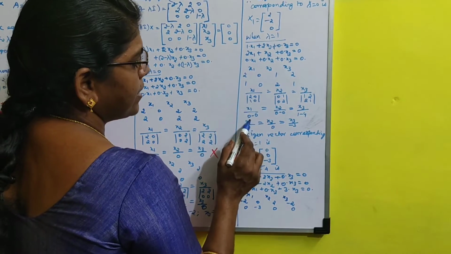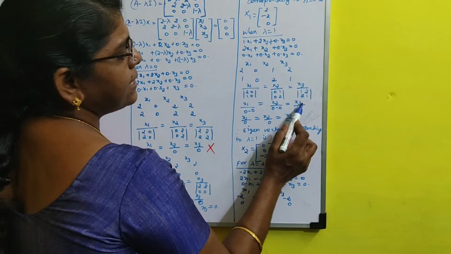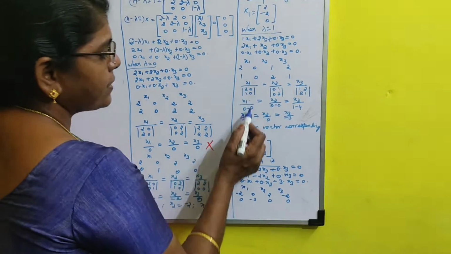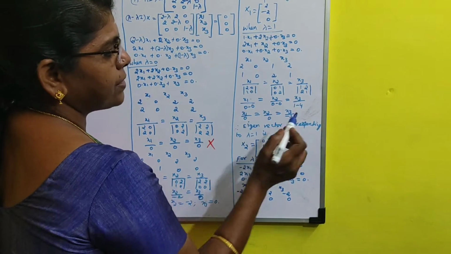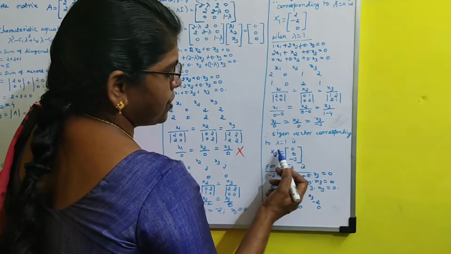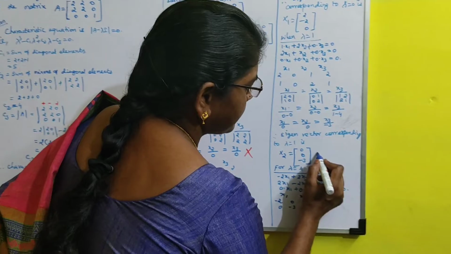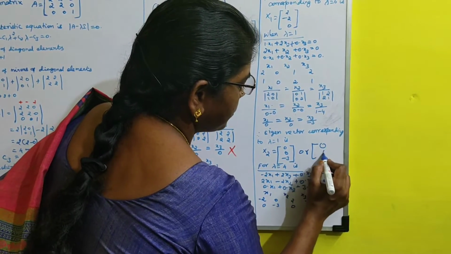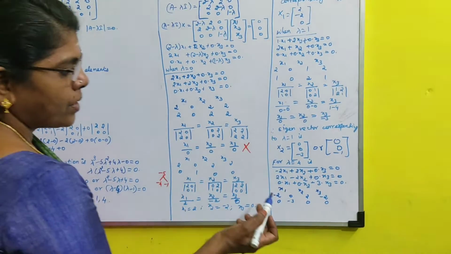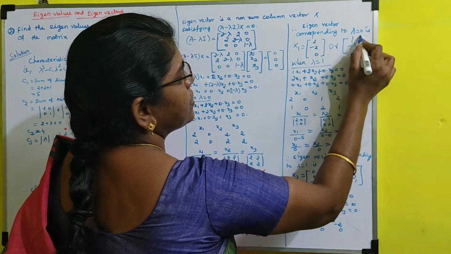Simplifying this, x1 divided by 0 minus 0, x2 divided by 0 minus 0, x3 divided by 2 minus 4, 1 minus 4. Okay, x1 divided by 0, x2 divided by 0, x3 divided by minus 3. So, the eigenvector corresponding to lambda equal to 1 is 0, 0, minus 3. Or this can be written as 0, 0, minus 1, that is, we are dividing by 3. This can also be written as 1, minus 1, 0.